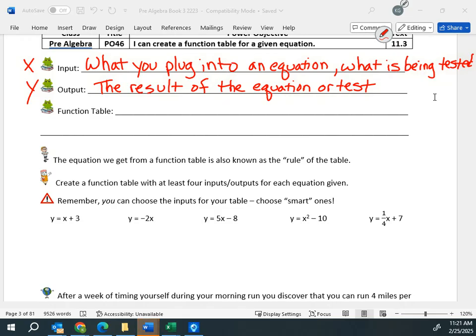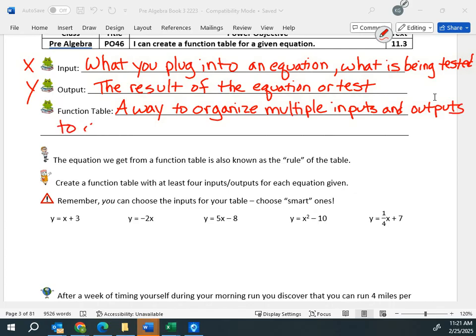A function table is a way to organize multiple inputs and outputs to get ordered pairs for a graph.